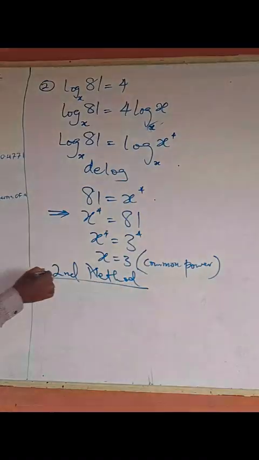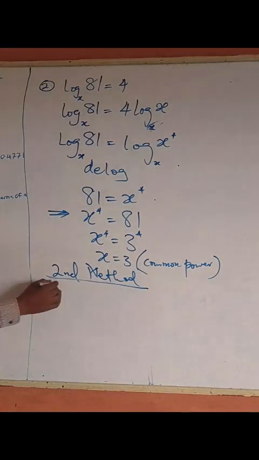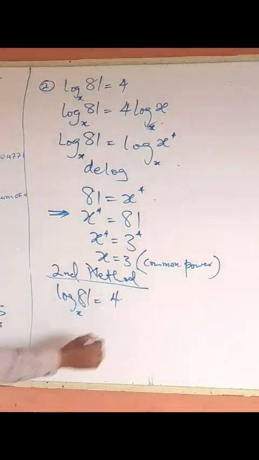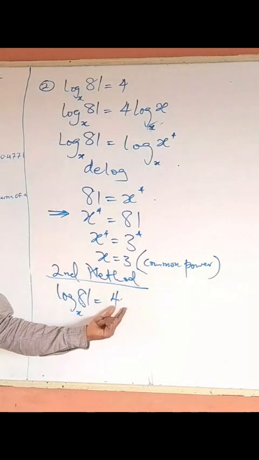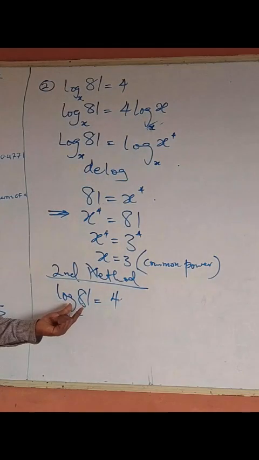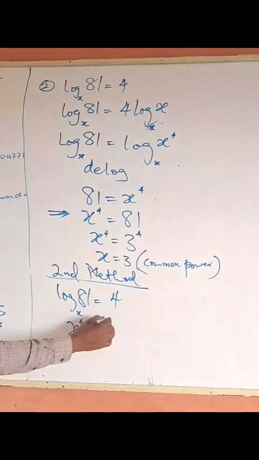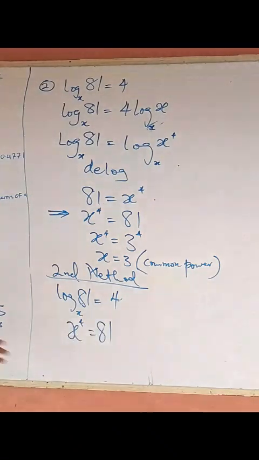Second method is what we know already. This is our number here. Log base S of 81 is 4. Since we already know that it's S raised to the power 4, that gives us 81. Let's go ahead and write it. S raised to the power 4 equal to 81. That's the shortest one.